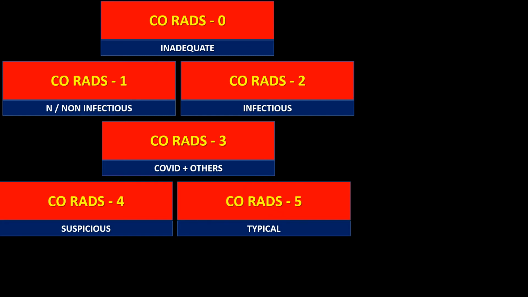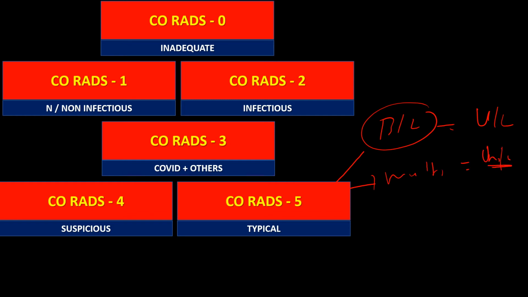Now CORADS 4 and 5. The 5, as we told, is having all the typical features, but CORADS 4 is not having all the typical features. For example, you need to have bilateral lesions for CORADS 5, but here there is a unilateral lesion, and there should be multiple lesions in case of CORADS 5, but here there might be a unifocal lesion. There is a requirement of a peripheral, multifocal involvement. There might be unifocal or there might be diffuse involvement of the disease.